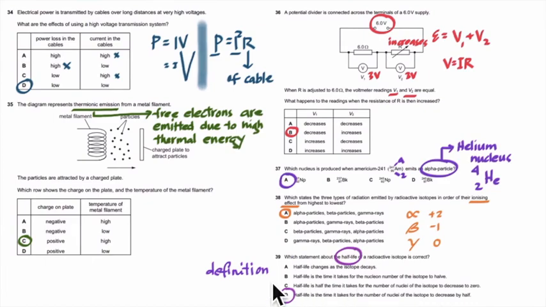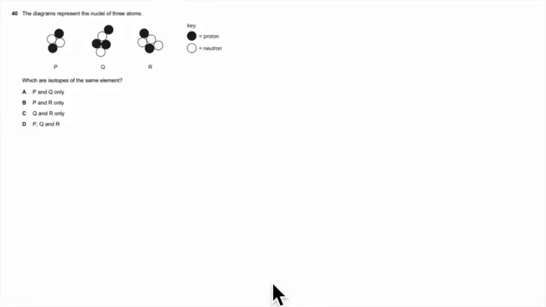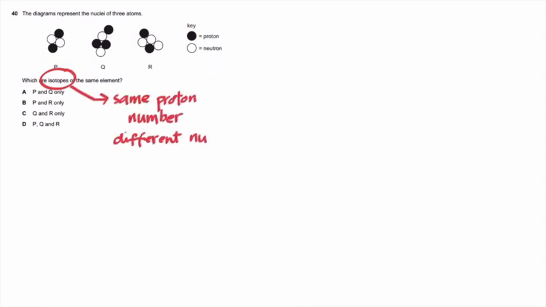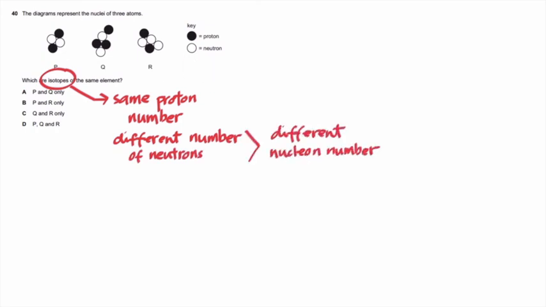Okay, we come now to the last question, and this last question is about isotopes. Isotopes are characterized by the same proton number and different number of neutrons, which also means different nucleon number. We see that we have 2 protons here, here we have 3, and here we have 2. Meaning, atom P and atom R are isotopes of the same element. So the answer is B.